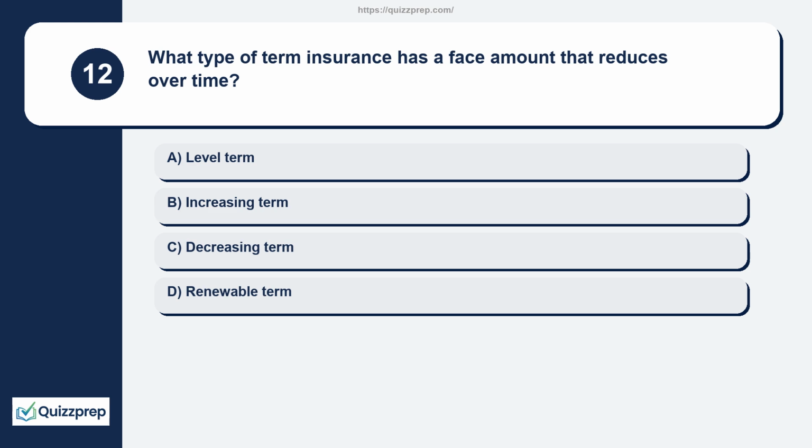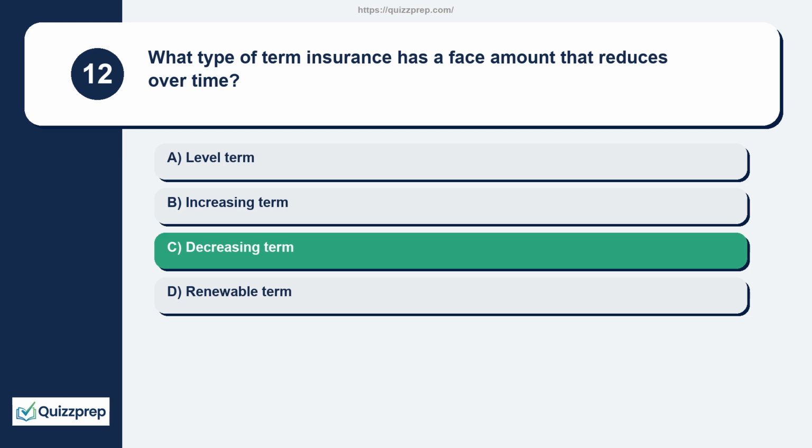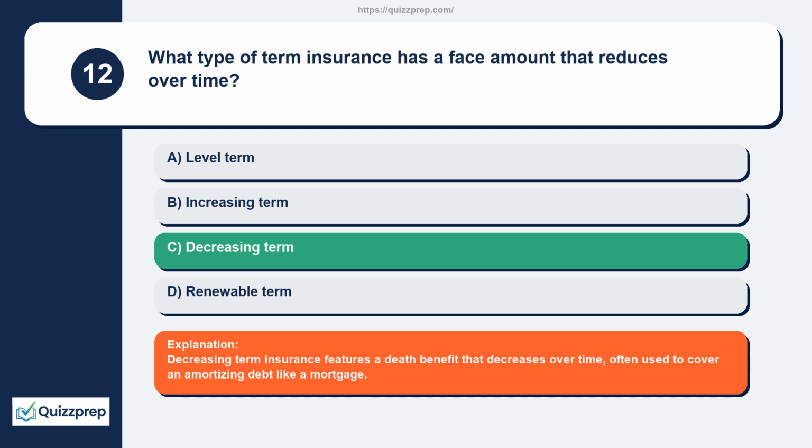Question 12. What type of term insurance has a face amount that reduces over time? Level term, increasing term, decreasing term, renewable term. Decreasing term insurance features a death benefit that decreases over time, often used to cover an amortizing debt like a mortgage.